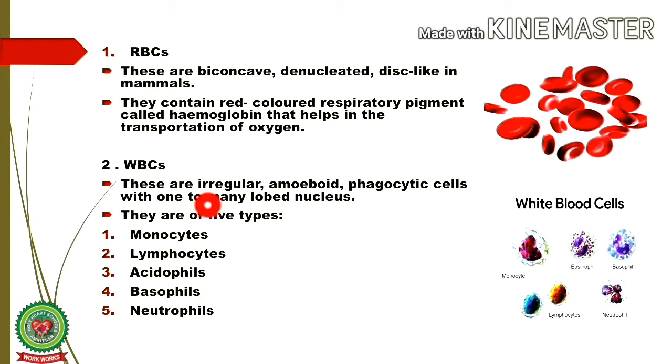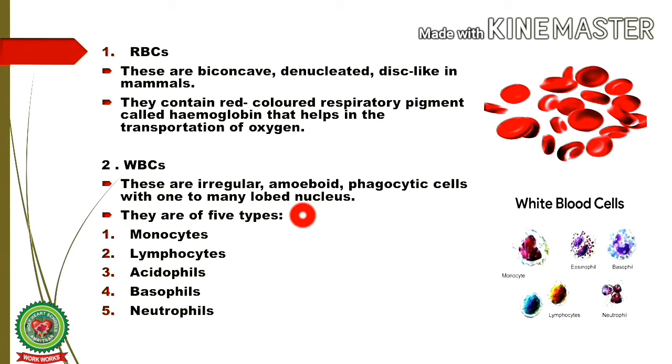WBCs. These are irregular amoeboid phagocytic cells. Phagocytic cells are the cells which engulf foreign particles, with one to many lobed nucleus. These cells protect the body against diseases by engulfing bacteria and other foreign particles, and hence are called soldiers of the body. They also provide resistance against diseases by producing antibodies. There are 5 types, that are monocytes, lymphocytes, acidophils, basophils and neutrophils.